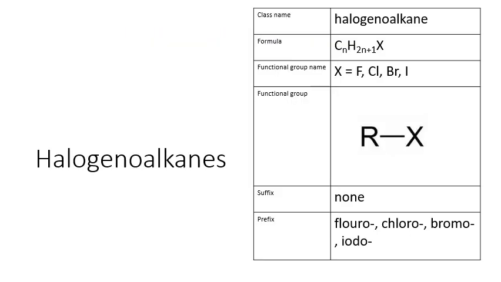So now looking at a special class of the alkanes, the halogenoalkanes. They have a formula CnH2n+1X, where X is a halogen: either fluorine, chlorine, bromine, or iodine. The functional group is known as R-X. They don't have a suffix, just like the alkanes, but they have a prefix depending on what the halogen is. So if it's fluorine, there's going to be fluoroalkanes, chloroalkanes, bromoalkanes, and iodoalkanes if it's iodine, etc.